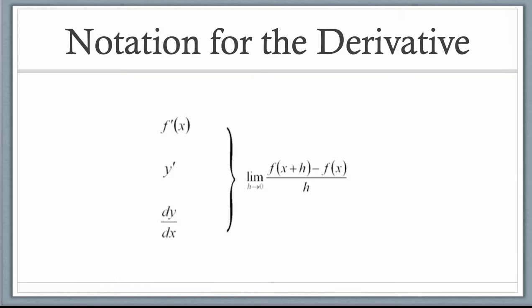Some notation for how you can see the derivative described. Most of the time you'll see something like f prime of x, so that little apostrophe, we call it a prime. You might see y prime, or you can even see dy dx. There are actually other notations, but they're not as common. Sometimes you'll see a capital D with a subscript x as another way of defining the derivative. But these are the main three that I use.